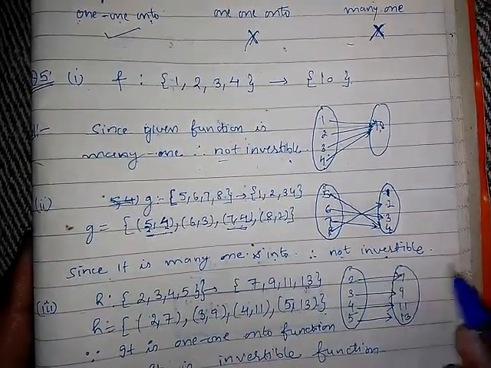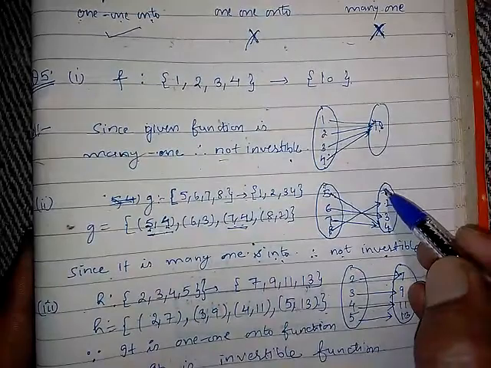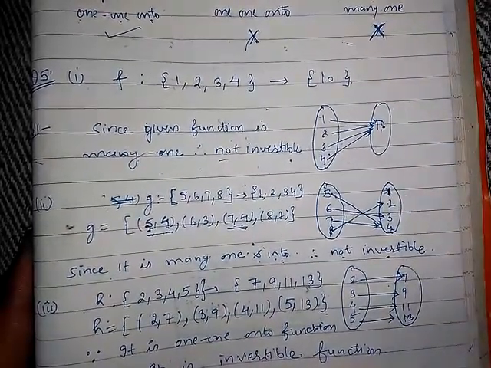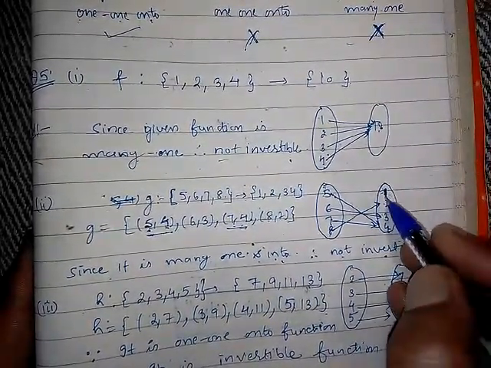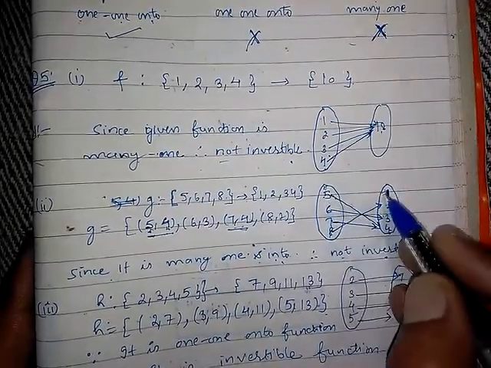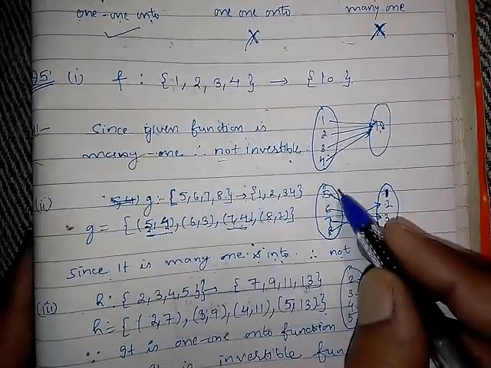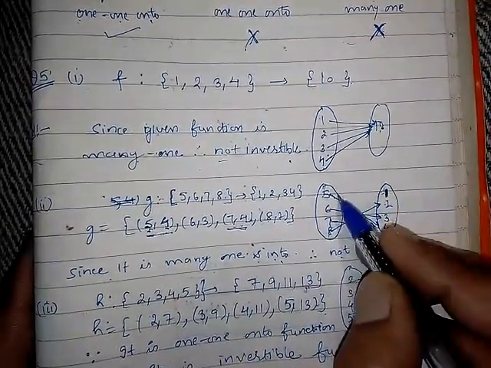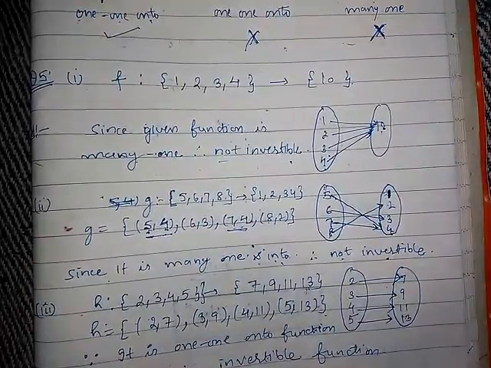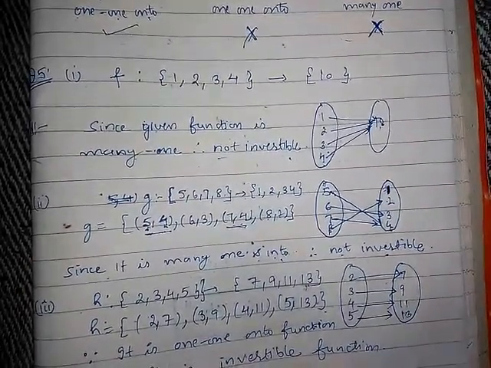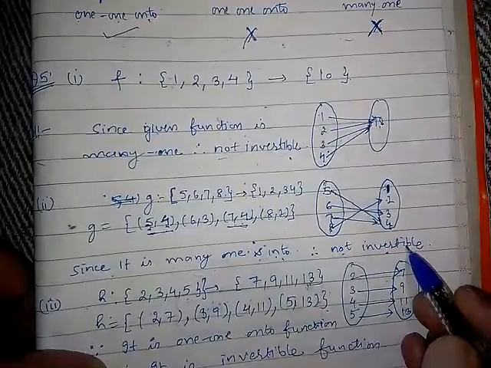Okay, so even this is into also, because one image is left out. Okay, one element is not being made an image of anything. So it means when you try to find the inverse, it will not have any image in the codomain, right? So therefore it is not invertible.